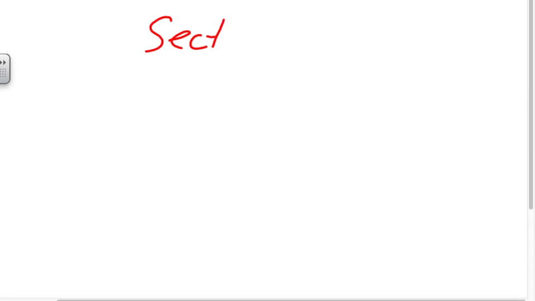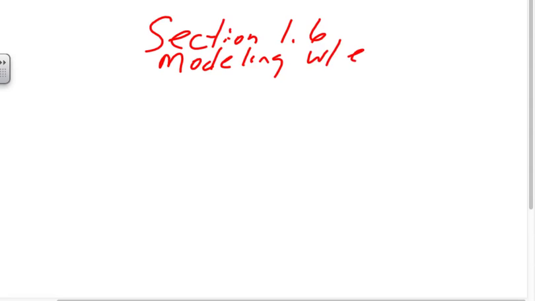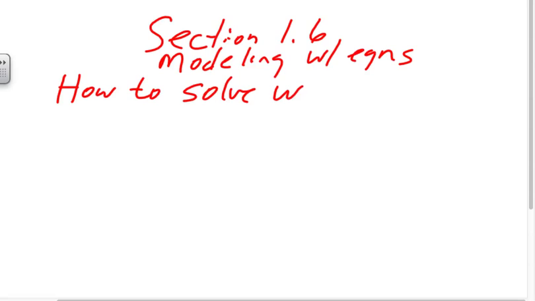Okay, so this is section 1.6, which is modeling with equations. Be sure you have your book open and you're looking at this. This is also, basically, big picture, how to solve word problems. And that is really what it amounts to.